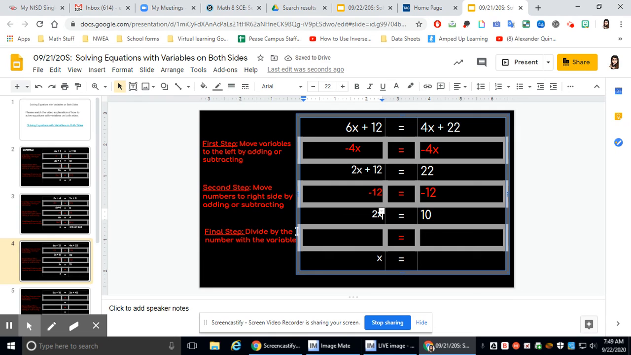Now, our final step is to divide by the number with the variable. Well, the number with the variable is 2, so I'll be dividing by 2. So our answer is x is equal to 5.